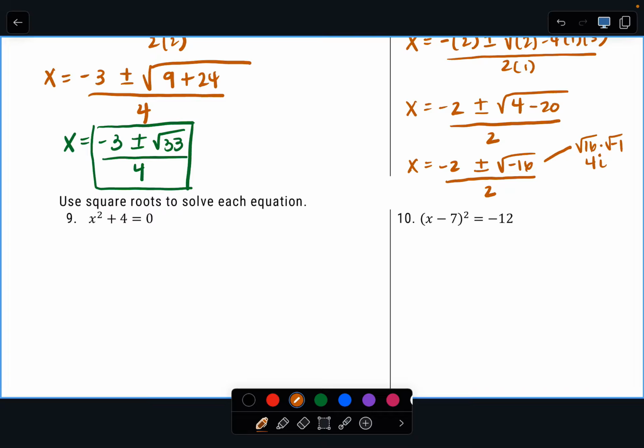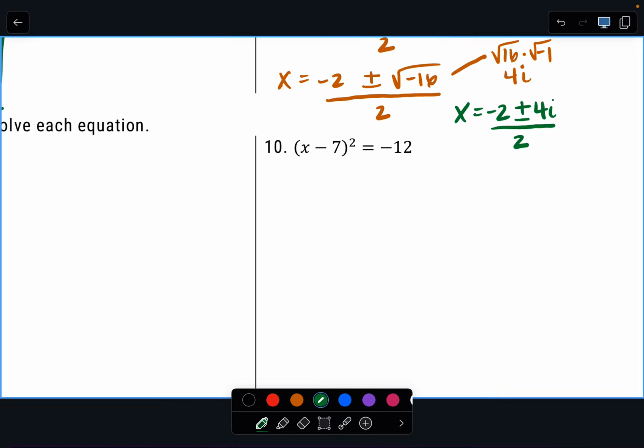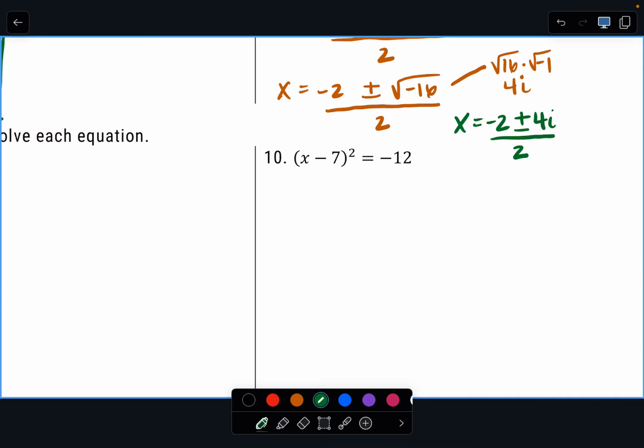i. So whenever I have the square root of negative 16, I'm replacing that entire radical with 4i. So I'm going to have x equals negative 2 plus or minus 4i all over 2. Now there's one last step. If I look at my final answer, is there something that all three terms have in common? They're all divisible by 2. So do you think we should divide them by 2? Yes, we should. So if I divide it by 2, I'm going to have negative 1 plus or minus 2i.